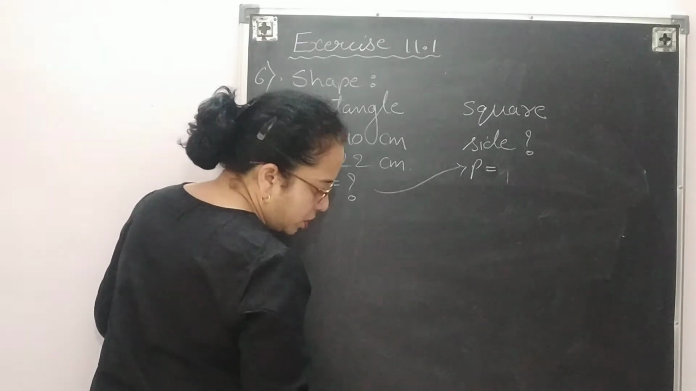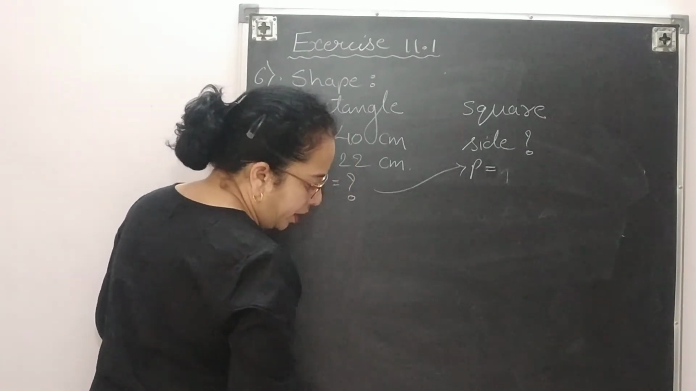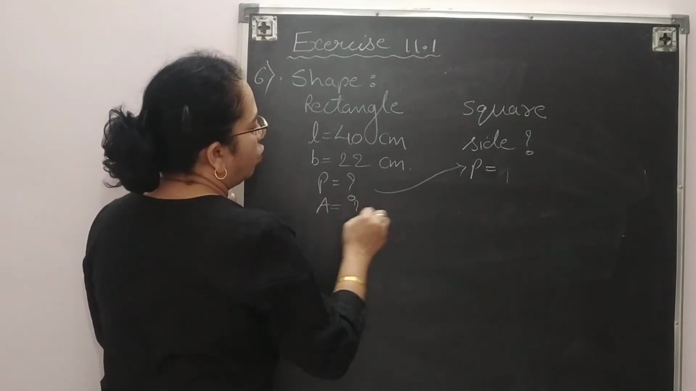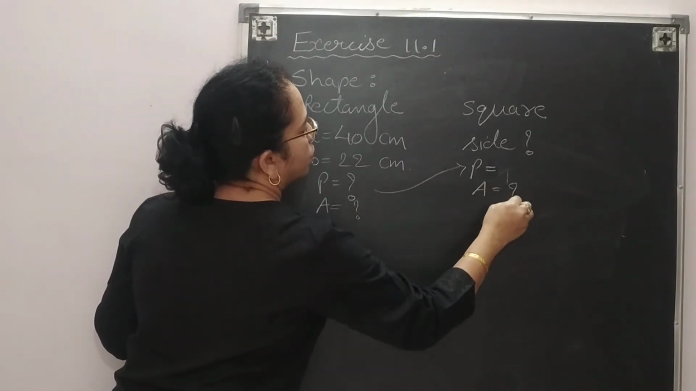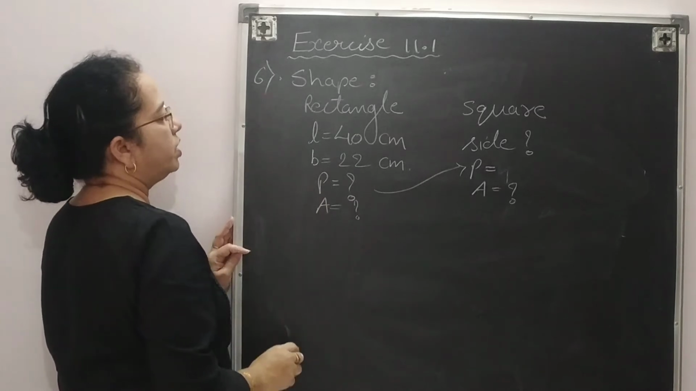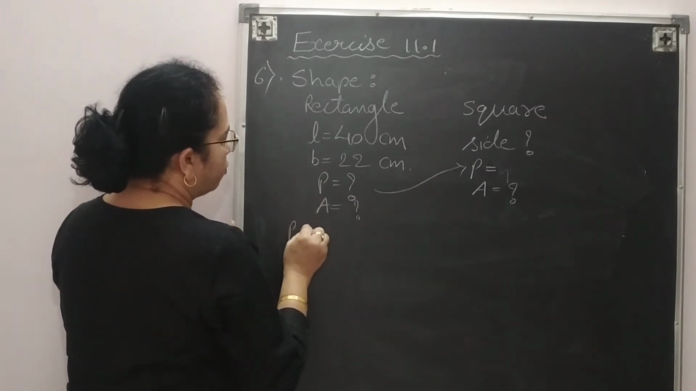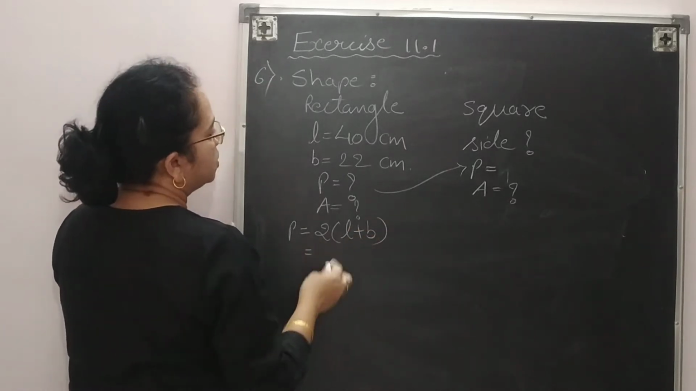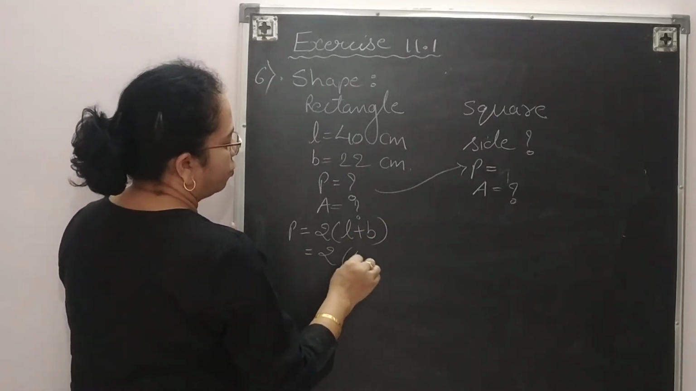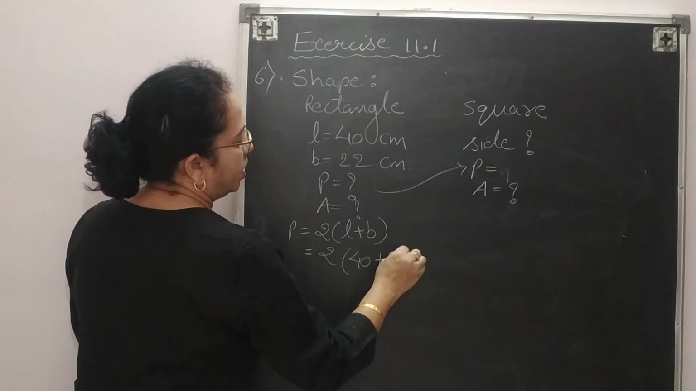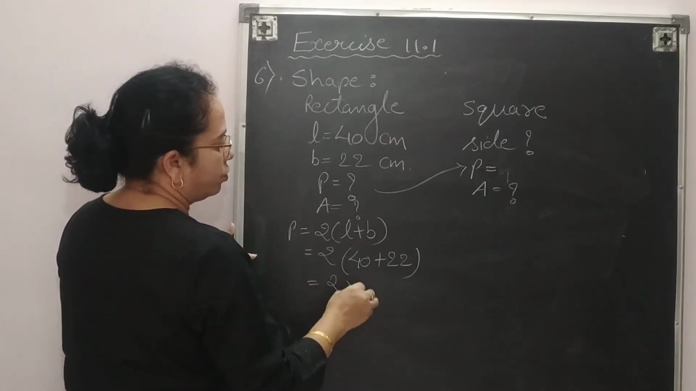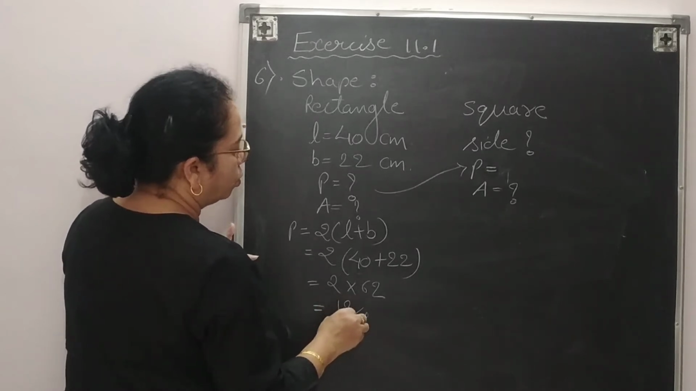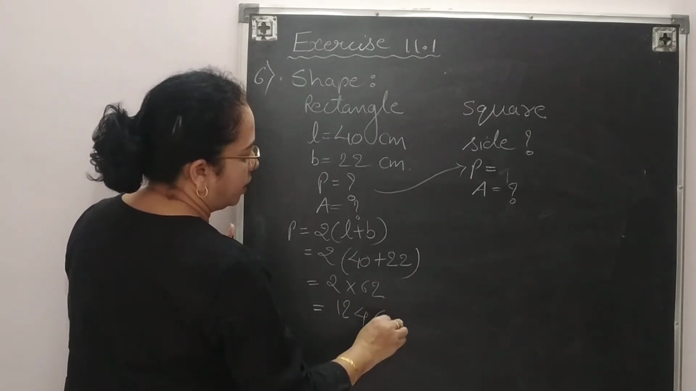Okay, and also find which shape encloses more area. It means you need to find area also. So let us start with the rectangle part. What will be the formula for perimeter? 2 in bracket L plus B. So write down 2. Length is 40 and breadth is 22. Add this. This will give you 62. Multiply by 2. You will get 124 centimeter.